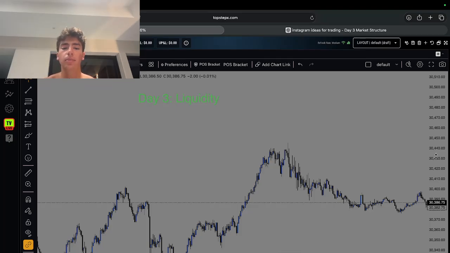So we need to be able to identify the high probability draw on liquidity for the day so we could have something to target. Without a target or a magnet in the market, you're trading randomly. You don't really know where price is going to go. And this is the key thing in my model. So let's get into it.